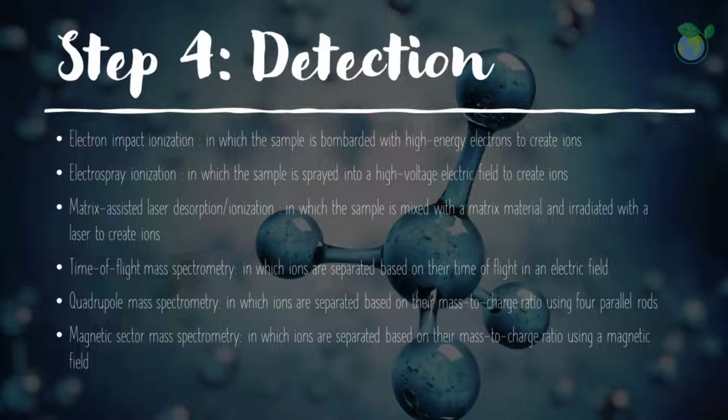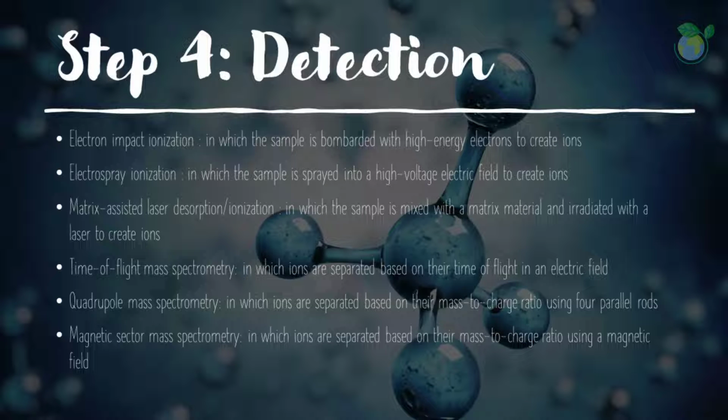Step 4. Detection. The final step involves detecting the ions and measuring their abundance. The data is then used to generate a mass spectrum, which shows the relative abundance of each ion and allows us to identify the chemical composition of the sample.